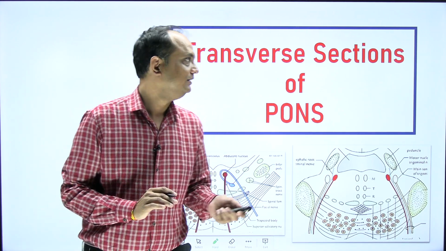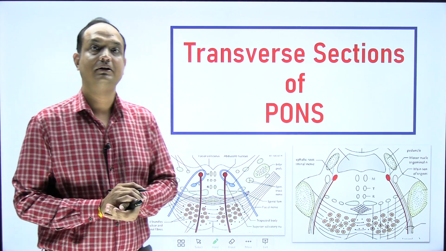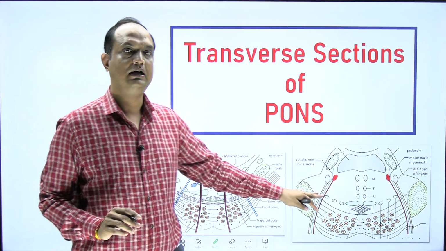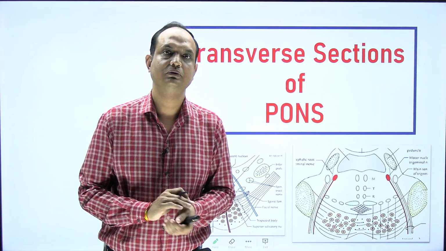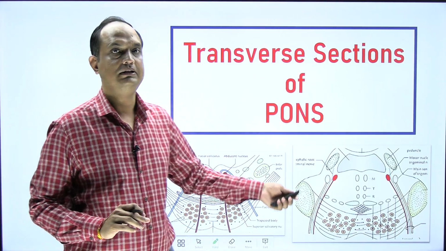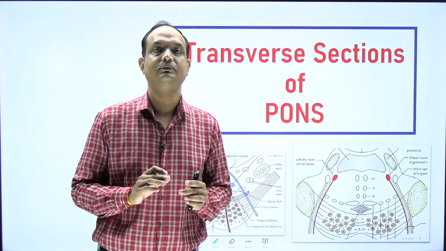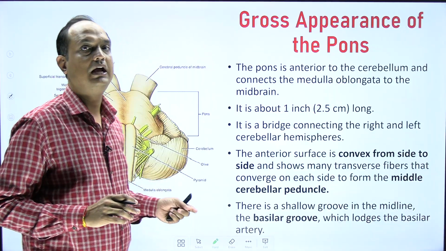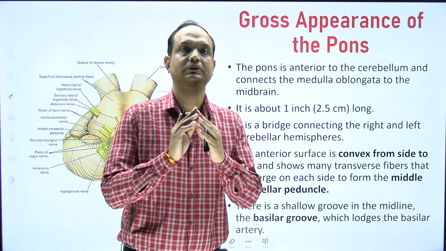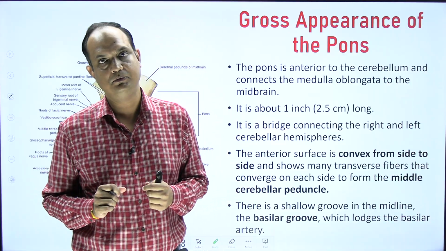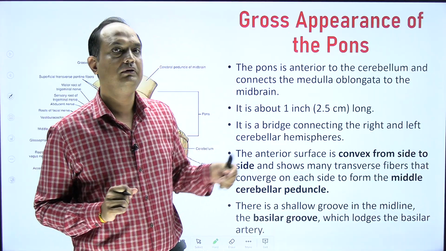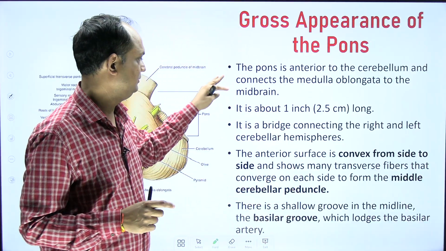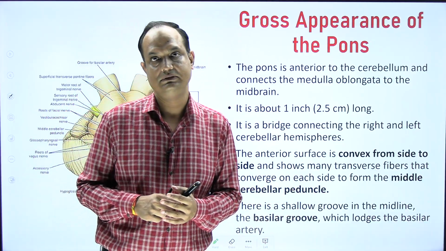Hello students, today we will discuss the transverse section of the pons. You know that there are two sections at two different levels of the pons. So today we will discuss how to draw these sections and what the important features related to these sections are. Before that, you should have an idea about the external appearance of the pons, because whenever you are drawing the outline of the pons, this knowledge is always helpful to us.